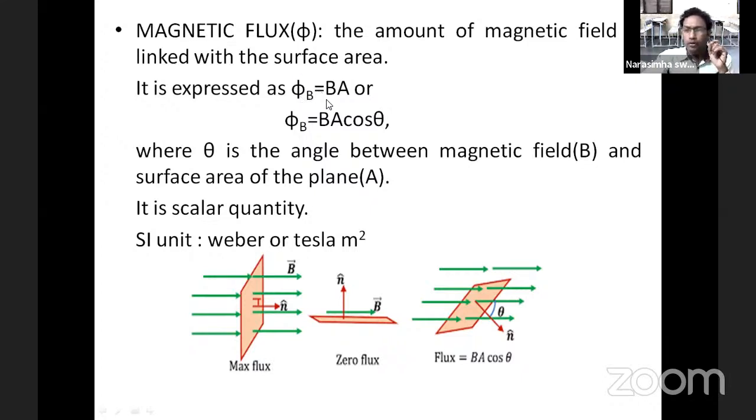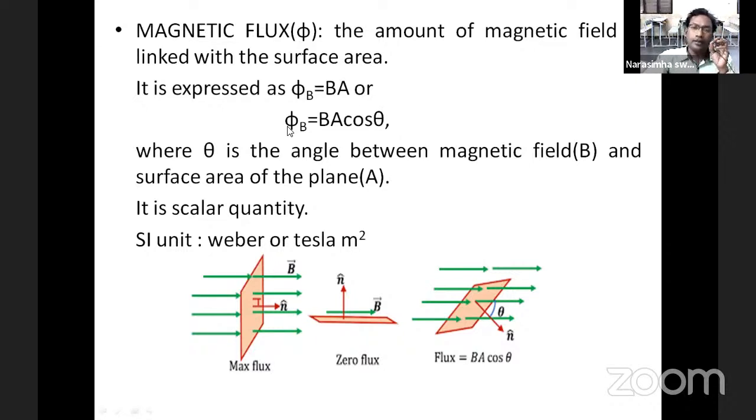Flux is equal to B dot A, which means B multiplied with the area. Here B is the magnetic field lines which are passing through an area of cross section. That is what B is.